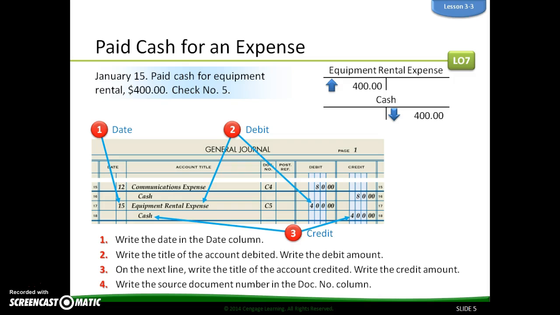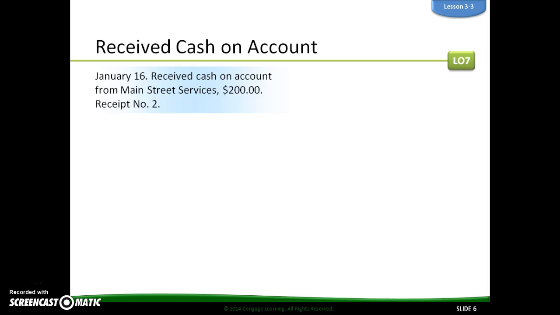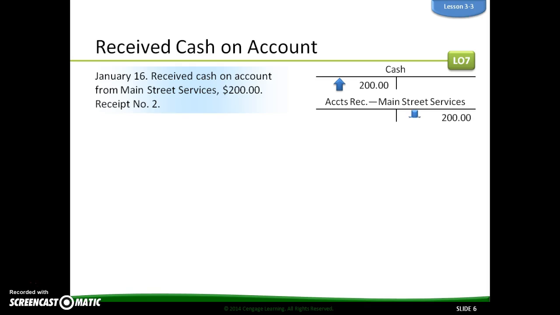And then finally, don't forget to note that we paid for this using check number 5, and so our source document is C5. Cash received on account. All right. On the 16th, those folks at Main Street Services decided to pay us a little bit for the service we provided to them. They paid us $200, and we wrote receipt number 2 to acknowledge that we received that money. Our cash account is increasing, so that would be our debit. Our accounts receivable is decreasing, so that's going to be our credit entry.